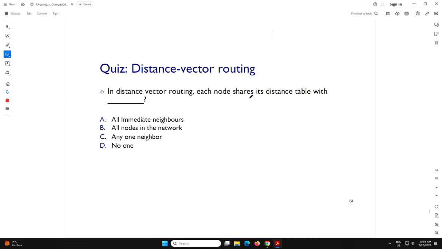But in distance vector, who do you send it to? You share the distance table with who? A, all immediate neighbors, all nodes in the network, any one neighbor? Which one is the correct answer? A. A is all immediate neighbors, correct. So you exchange it only with your immediate neighbors. That's all, right? So the correct answer is all immediate neighbors, or all neighbors if you like.